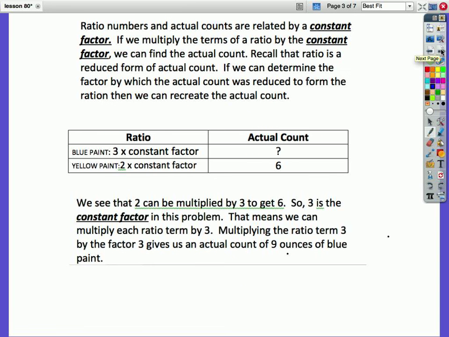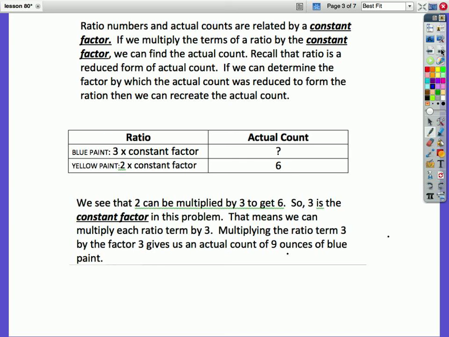Now, ratio numbers and actual counts are related by a constant factor. If we multiply the terms of a ratio by the constant factor, we can find the actual count. Recall that a ratio is a reduced form of the actual count. Like if we had 10 boys and 20 students, we could reduce it to 1/2. So if we can determine the factor by which the actual count is reduced to form the ratio, then we can recreate the actual count.